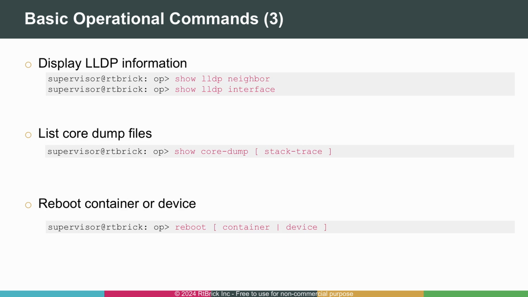You can verify this with the show LLDP interface command and display all neighbors with show LLDP neighbor. Core dumps generated during daemon crashes can be viewed with the show core dumps command. If a core dump is available, the stack trace option provides valuable information for Rtbrick support. If needed, you can restart either the Linux container or the entire device, including the ONL, using the reboot command.